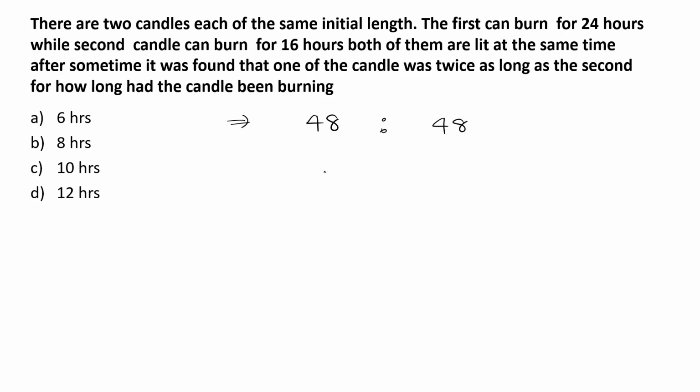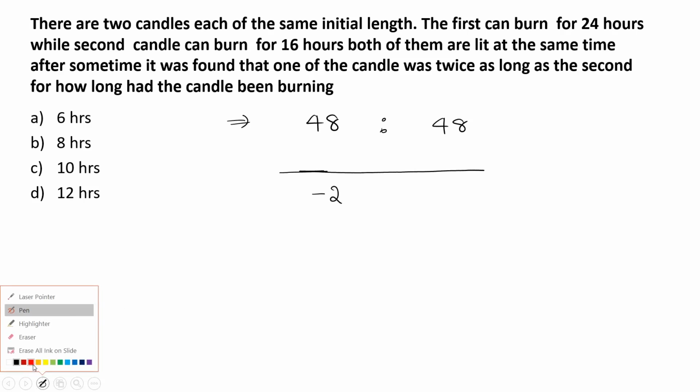And the consumption rate, just take the consumption rate of the first candle, that is 2 units per hour. For the 48 units of candle, it is taking 24 hours. That means the consumption rate is 2. That means it is reducing, so indicated by minus. No need to write -2, just indicate the reduction in terms of minus.